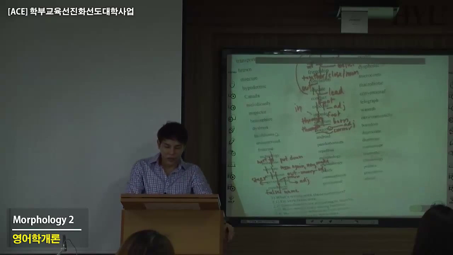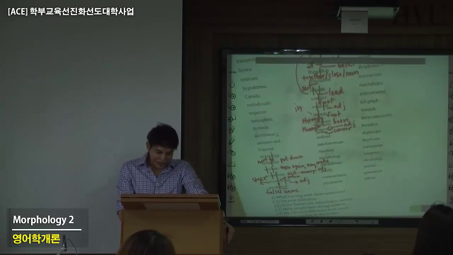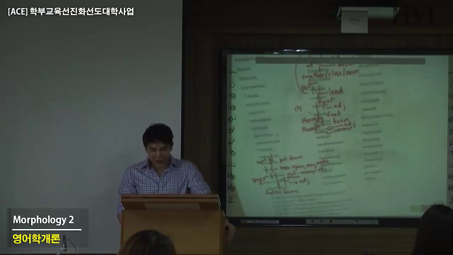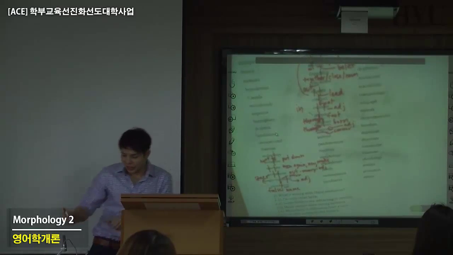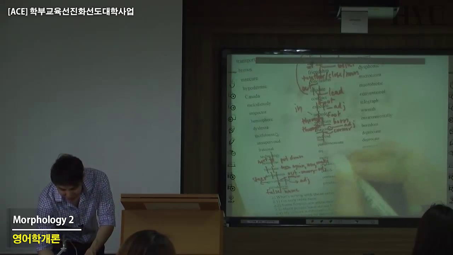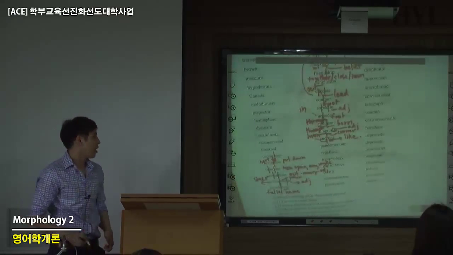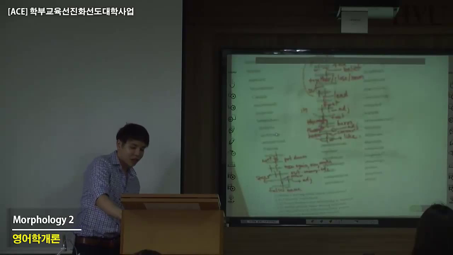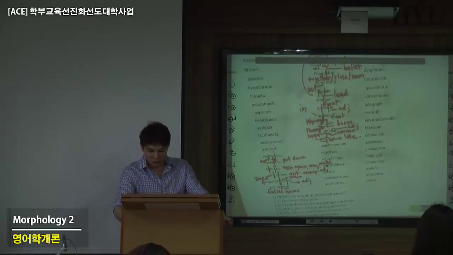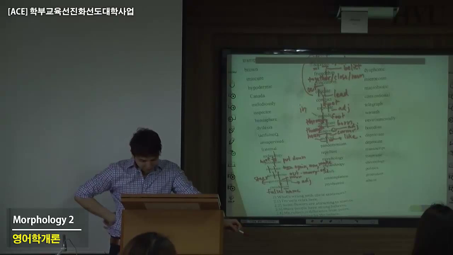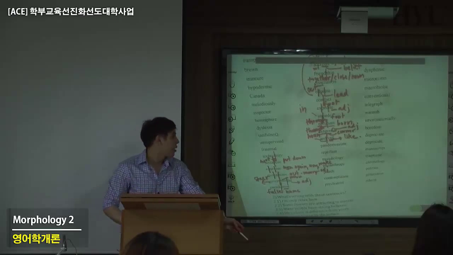Android is what you have in Samsung Galaxy, right? The iOS, the operating system. So, andr, A-N-D-R, it means man. And oid means like. So Android is like man, like human being, like male. Okay?